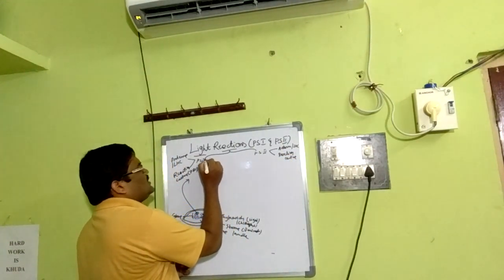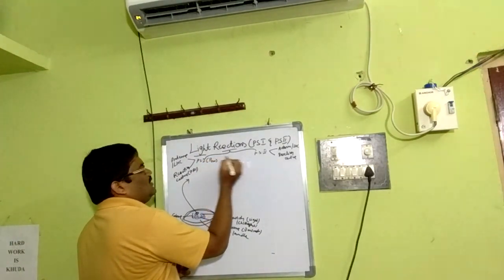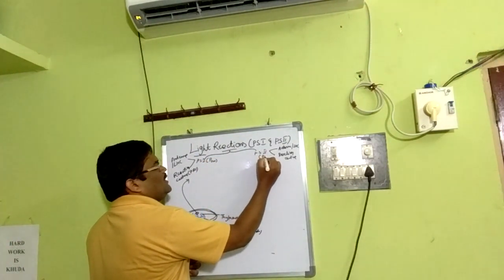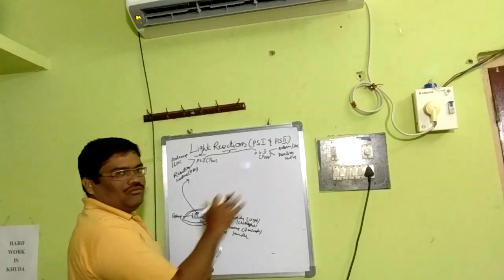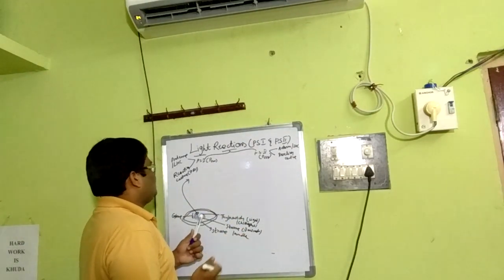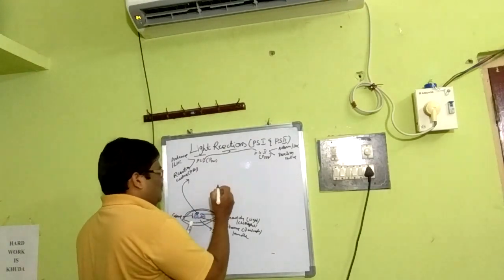PS1 can also be designated as P700, whereas PS2 is called P680. I will tell you what exactly it means later. So it is about the basic thing, and we'll draw how the process goes. Say these are the antennae, for understanding.